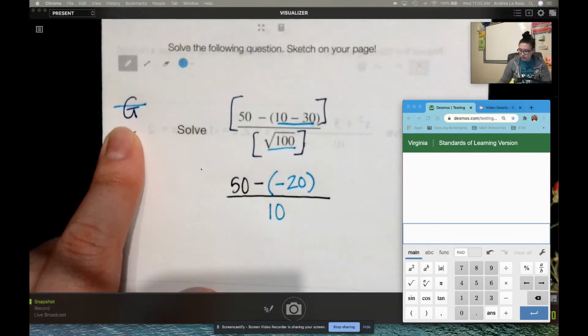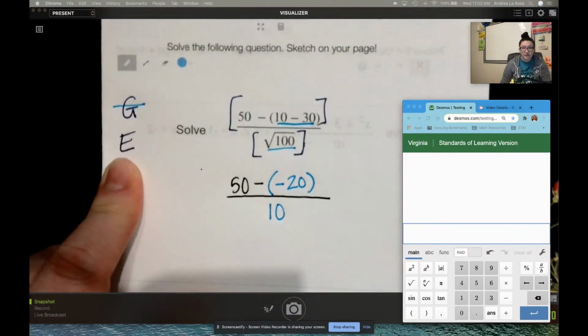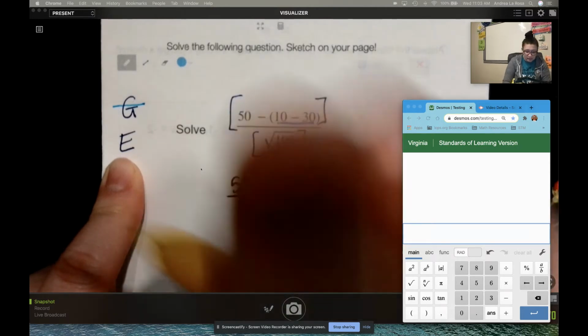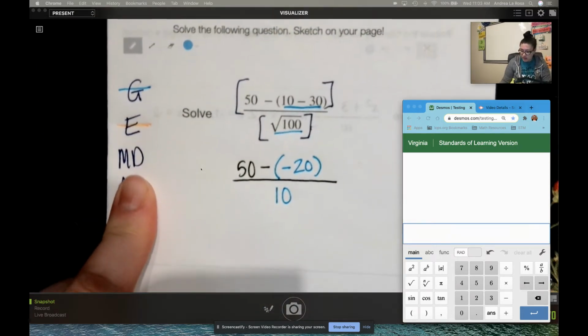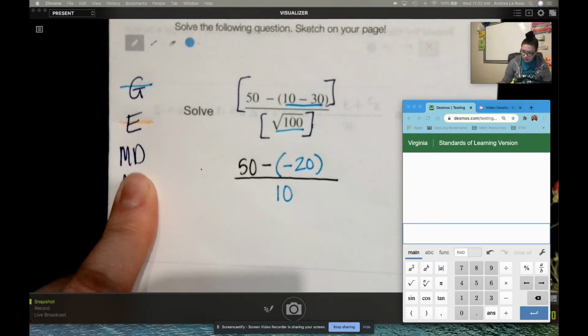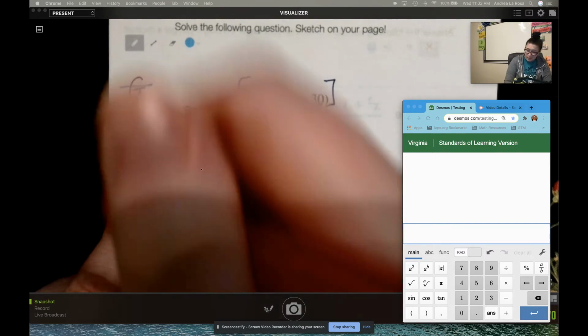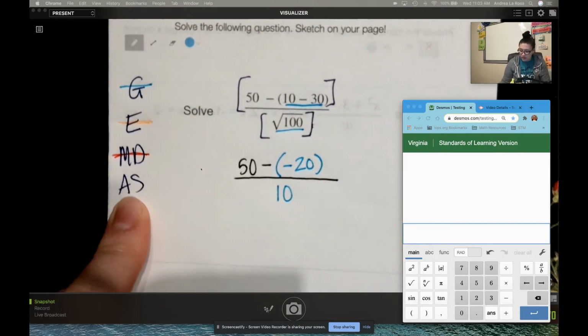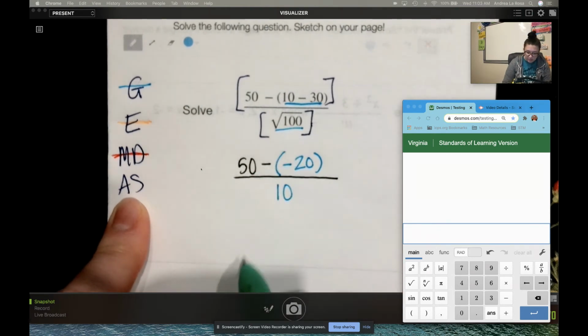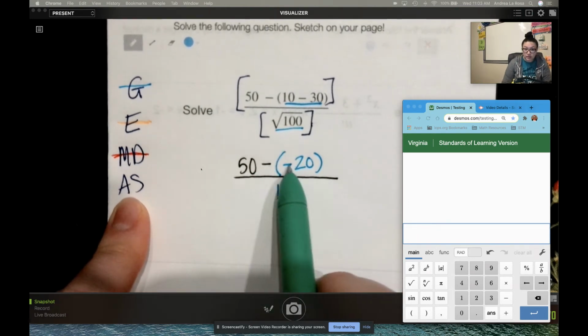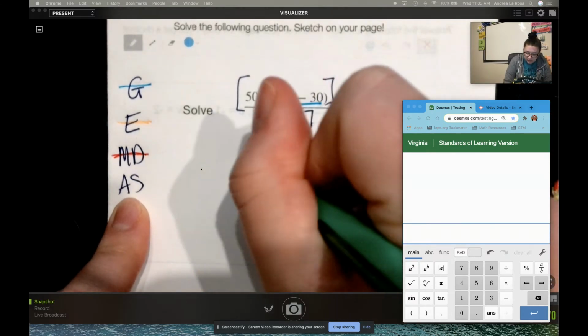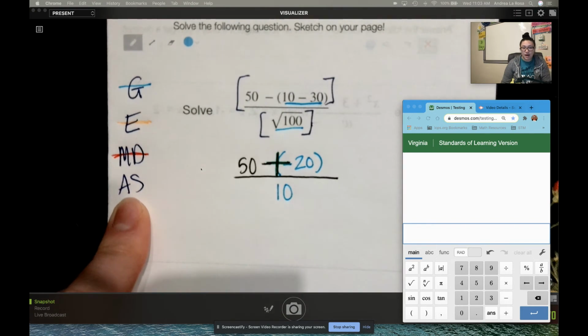So there's my grouping. Do I have any exponents here in the top or the bottom? No exponents. Now I do multiplication and division. Any multiplication on top or bottom? Nope. Just addition and subtraction up top. Again, what happens when we have a double negative? It becomes a positive. A double negative becomes a positive.